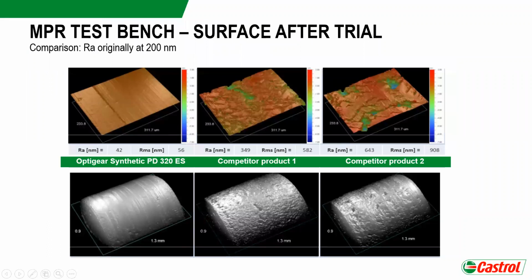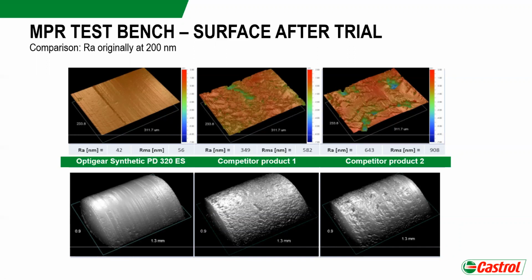Here you can see the PD product on the left-hand side. You also see the surface roughness measurement. Remember, the original state was 200 nanometers. After those tests, PD technology was able to reduce the surface roughness to 42 nanometers.